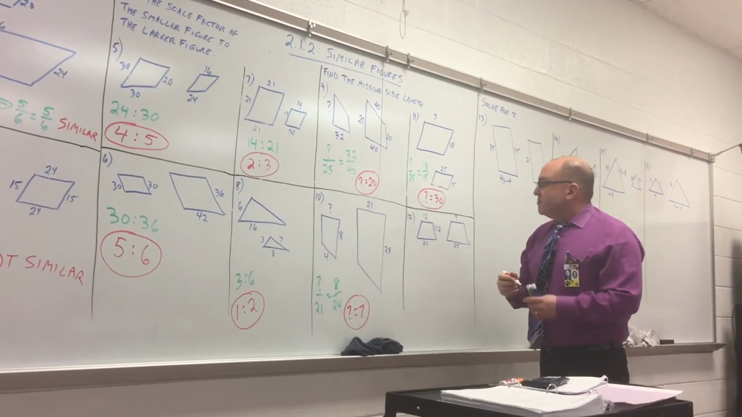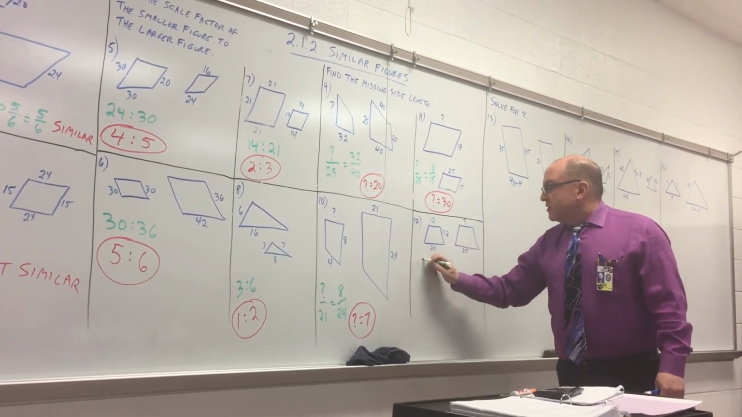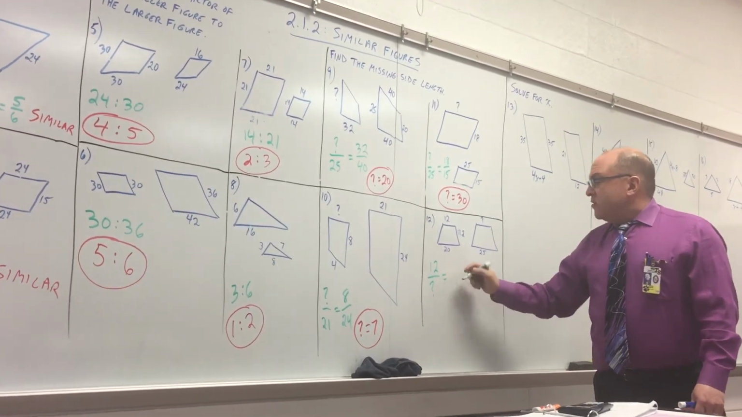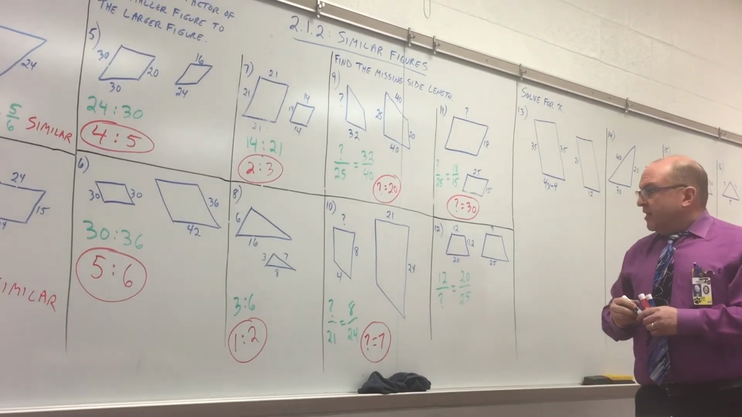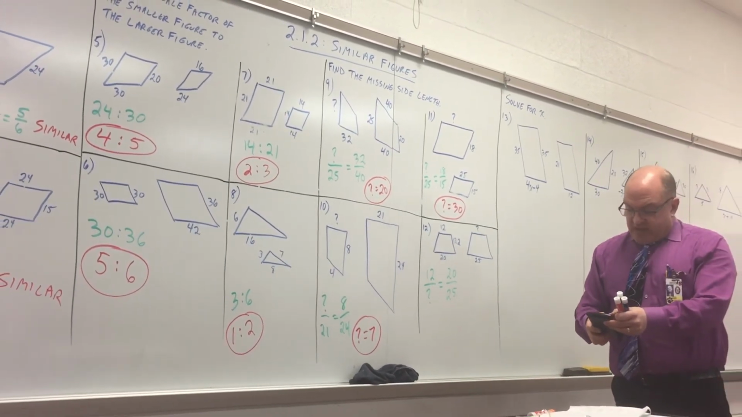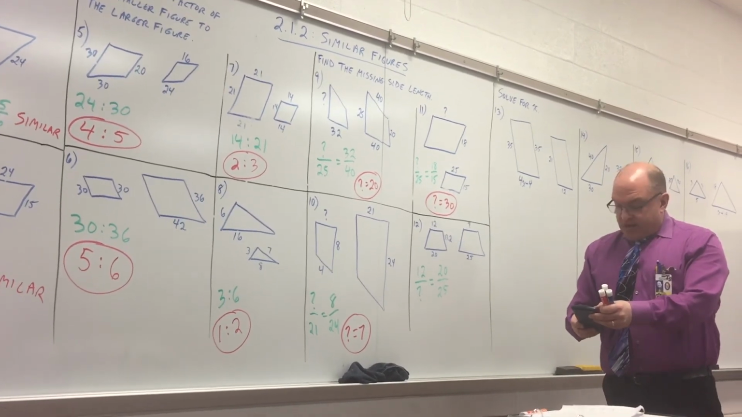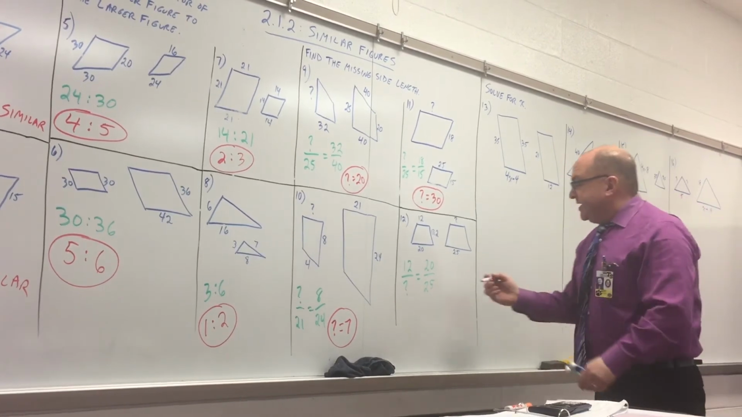Okay? Next one. 12 over question mark equals 20 over 25. On your calculator, I want you to do 12 times 25 divided by 20 equals 15. Boom, done. Easy.